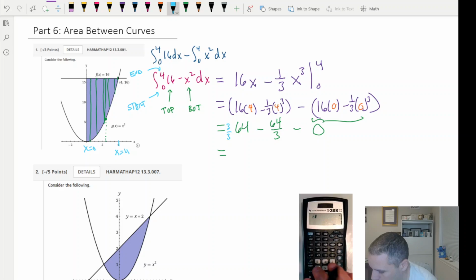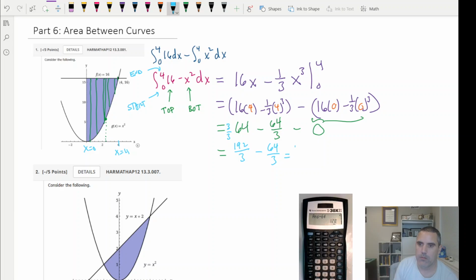So just a quick review. On the test, I don't care about this. You can leave it as a decimal. So I got 192. So this is 192 over 3 minus 64 over 3. So I need to do 192 minus 64. Yay, 128 over 3.